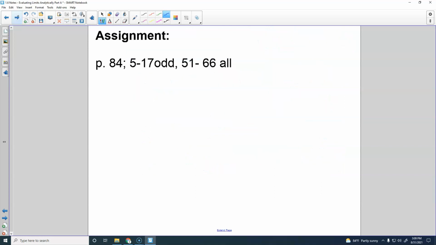All right. Here is your assignment. It's posted on Canvas, but I did not put a picture of the page. Just go ahead and take a picture real quick.